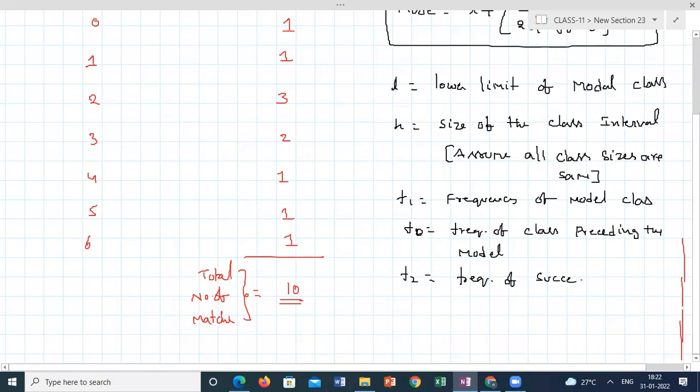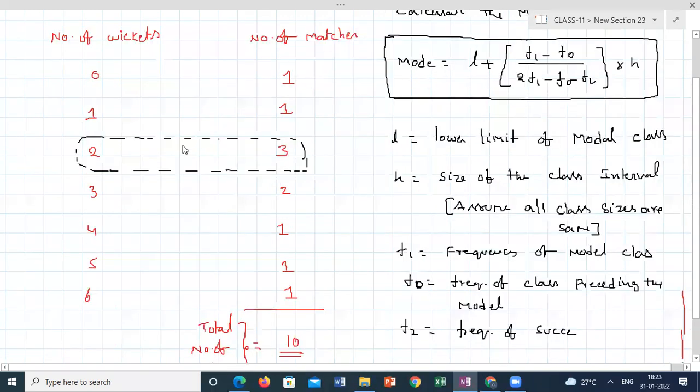Which is having high frequency? So here, in this table, which is having high frequency? This is having high frequency. Here the mode: he took 2 wickets many number of times compared to other data. 0 wicket one time, 1 wicket one time, 3 wickets 2 times, 4 wickets one time, 5 wickets one time, 6 wickets one time. But 2 wickets he took 3 times. So his mode is 2 in this case.